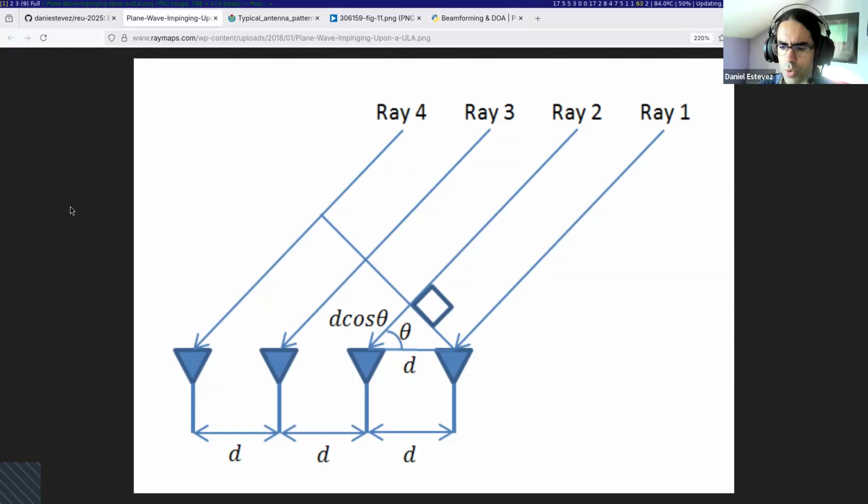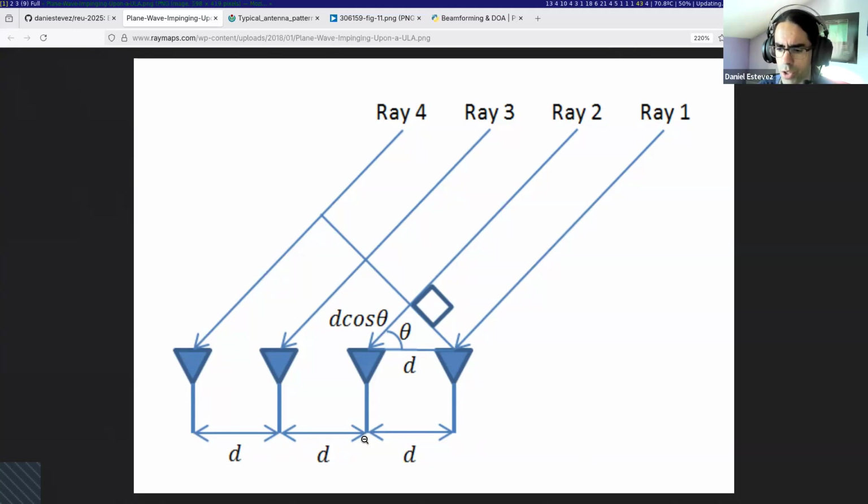The next thing I want to show is something which is called a linear array. And this is a diagram of a linear array. It's called a linear array because we have all the antennas placed on a line. This is actually going to be two-dimensional. So it's a simple model for an array of antennas.